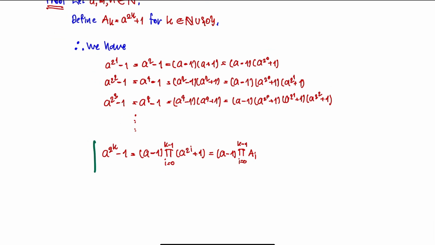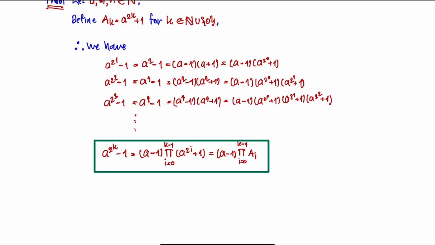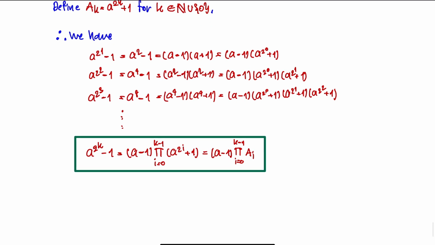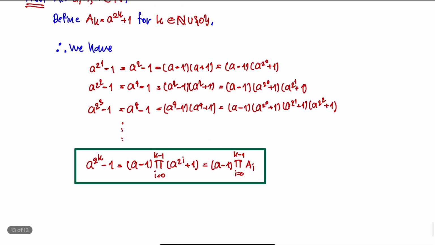Great. And then what do we have once we have this formula? This formula can be shown by using mathematical induction. And I want to rewrite this in terms of a sub k. This is a raised to the 2 to the k, minus 1, so this term is just a sub k minus 2, right? Because when you subtract 2 from the plus 1, you get minus 1. So it turns out to be a sub k minus 2 equal to a minus 1 times the product from i equal to 0 to k minus 1 of a sub i.